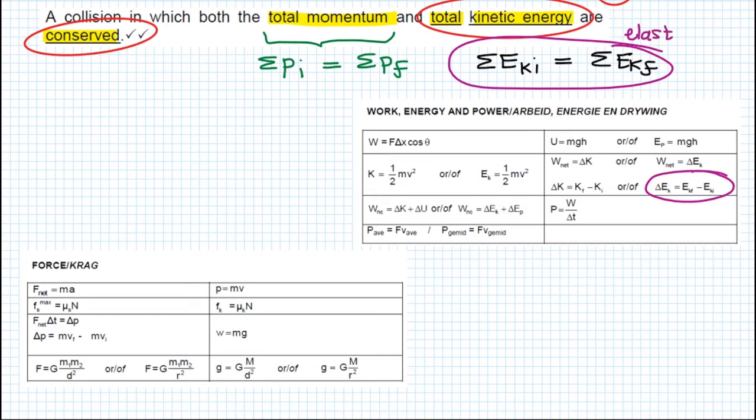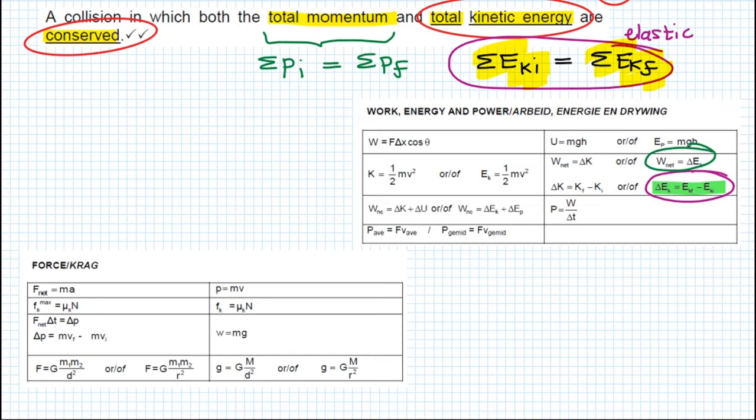collisions. If we would like to prove that a collision is elastic, we will add up the kinetic energies before the collision, then add up the kinetic energies after the collision and see if they are equal. We are adding together, we are finding the sum of the kinetic energies. On your formula sheet, however, this formula is for change in kinetic energy, which is what we use when we make use of the work energy theorem.